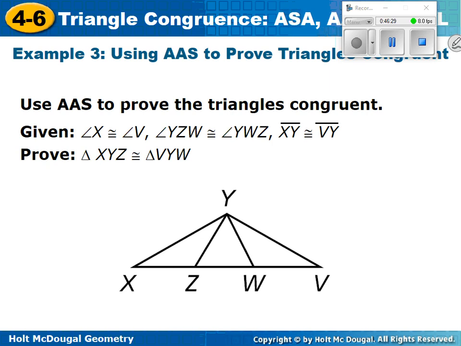I have XY congruent to VY. XY is congruent to VY. Given. Mark it in your picture. XY is congruent to VY. I'm going to mark it in the big picture as well. Okay. How many things do we have marked in the 2 triangles we want to prove congruent? 2. We need a third thing to mark congruent. Any suggestions? Where's a linear pair?